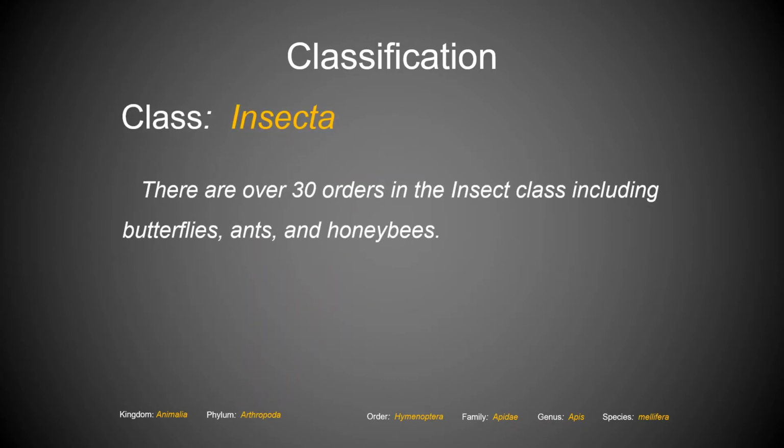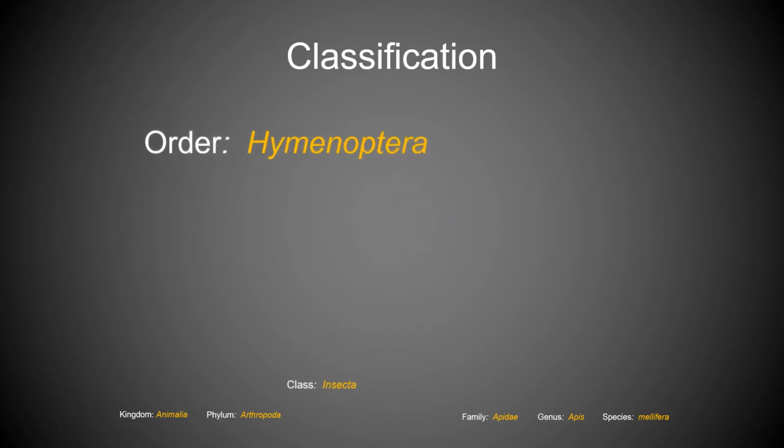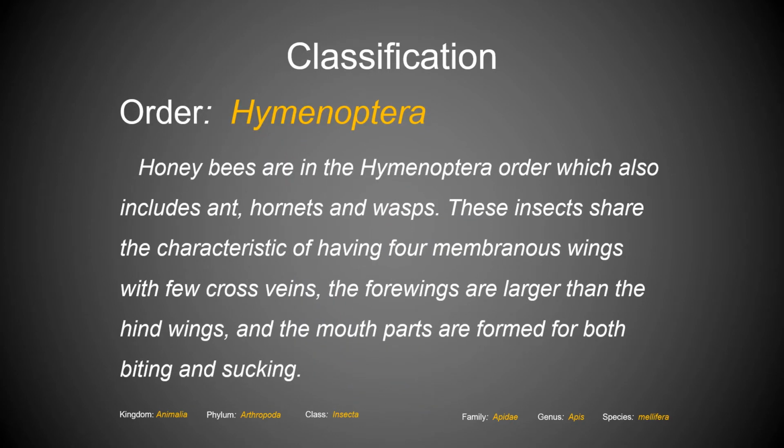There are over 30 orders in the insecta or insect class, including butterflies, ants, and honeybees. Honeybees are in the Hymenoptera order, which also include ants, hornets, and wasps. These insects share the characteristics of having 4 membranous wings with few cross veins. The forewings are larger than the hind wings, and the mouth parts are formed for both biting and sucking.